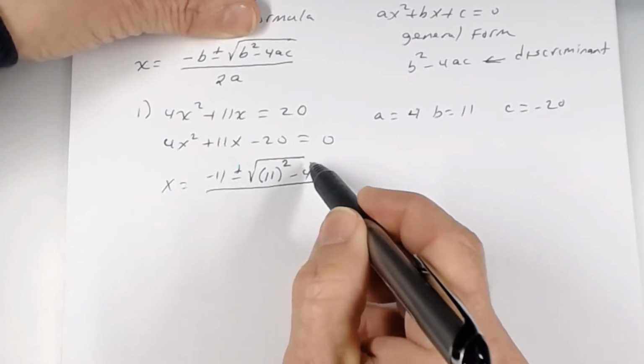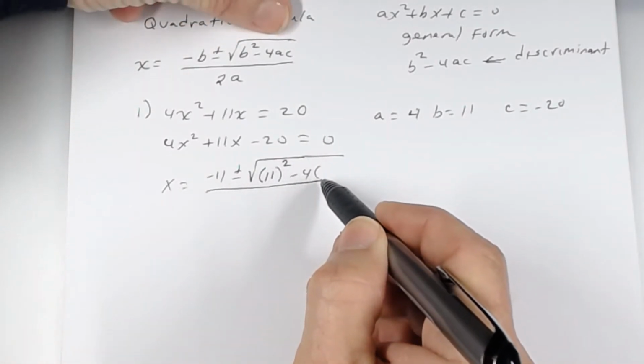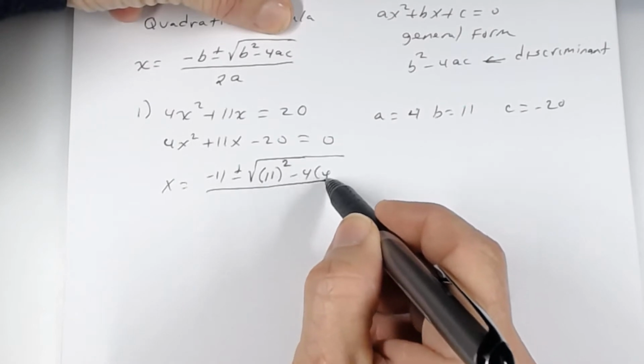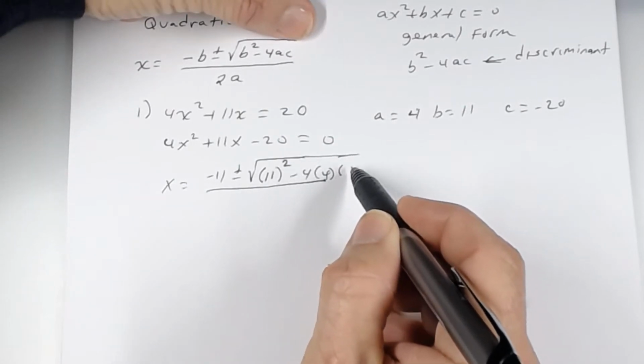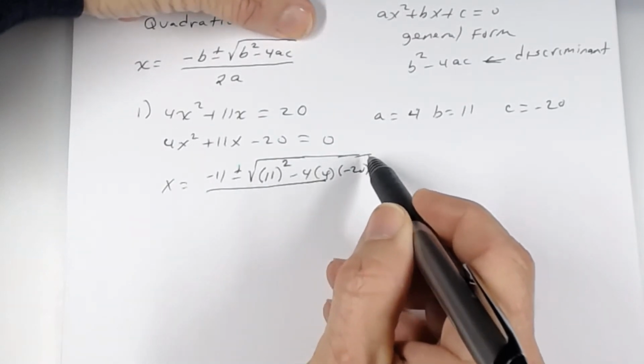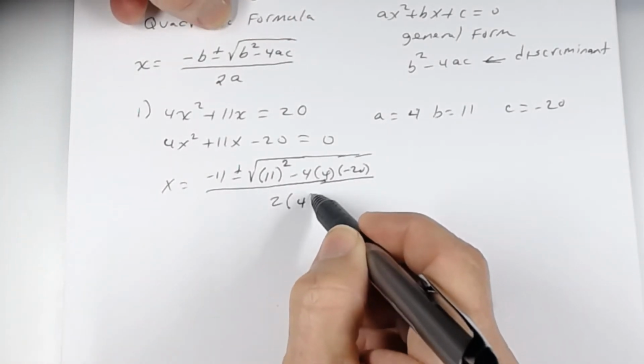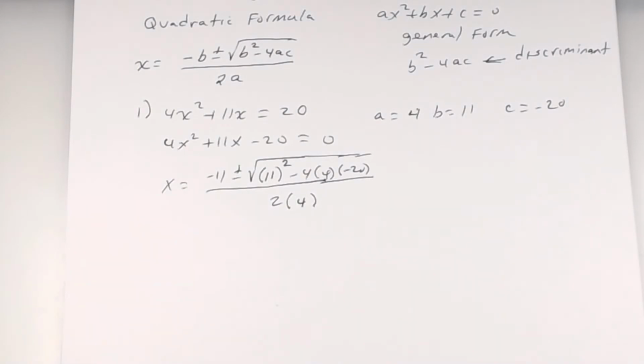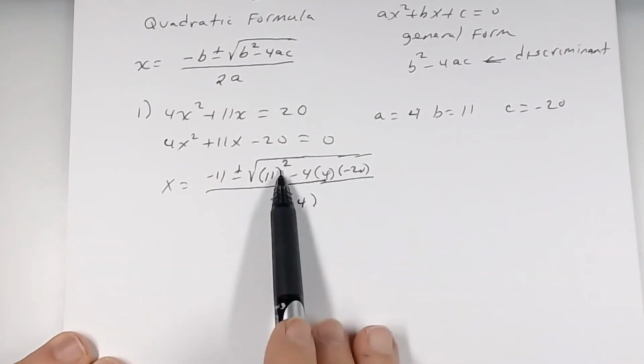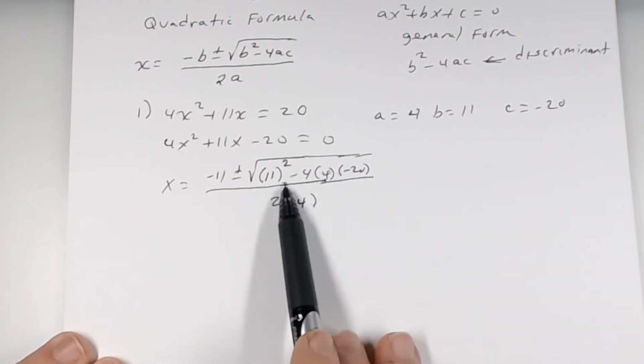Minus 4 times, notice the parentheses, 4 times A, what's A? 4 times C, and what's C? Negative 20. All divided by 2 times A, and what's A? 4. All right, so that's where I am. So all I did at this point was just plug things into the formula. So now what we're going to do is simplify the discriminant, the radicand.